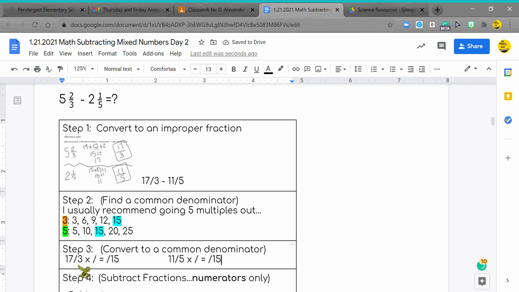So now I look. 3 times what number is going to give us 15? Yes, you guys, 5 is correct. And yes, you're good there. What you do to the bottom, you do to the top. Now I do 5 times 17.